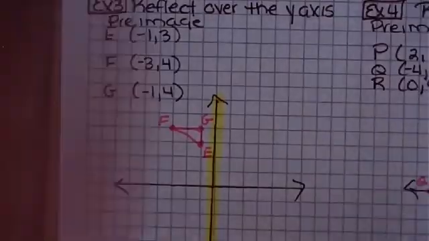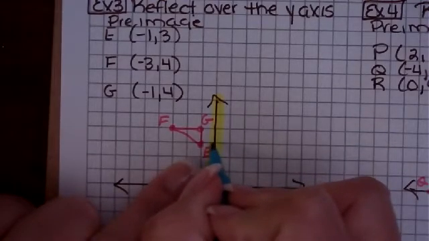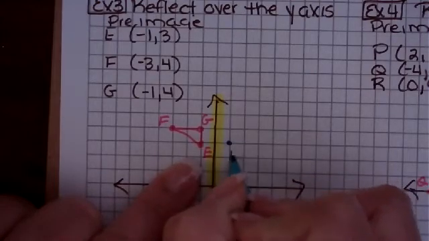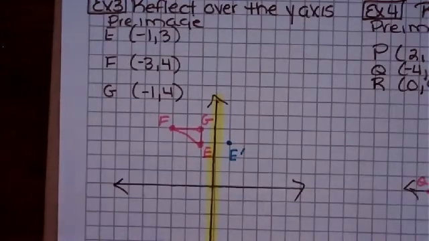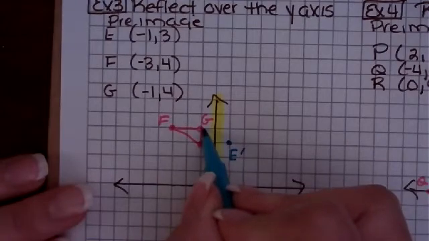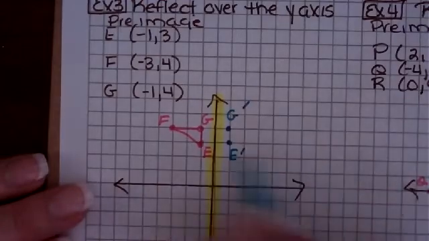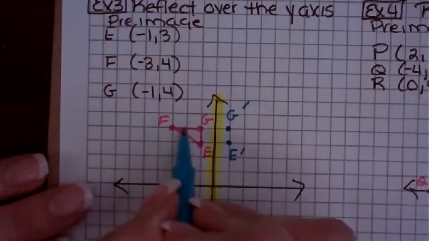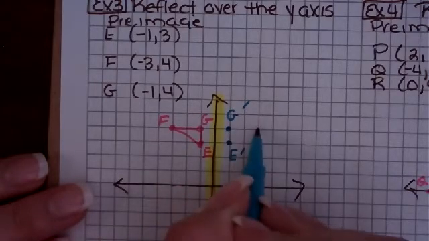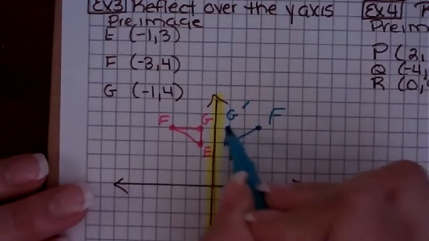Okay? Now, let's look at point E right here. E is 1 block away from my highlighted axis, so E prime has to be over here, 1 block away. I'm going to go ahead and do G because it's right above it. See, G is right here and it's also 1 block away, so on this side it's got to be 1 block away. Now, F is actually 1, 2, 3 blocks away. So I'm going to go 1, 2, 3 blocks away right here.